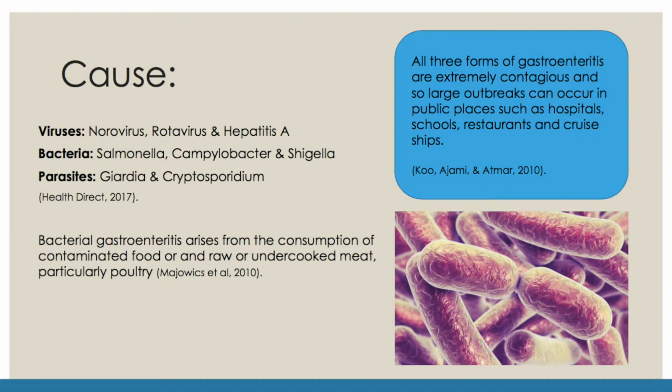This illness is highly contagious and can cause outbreaks in large public areas, such as schools, cruise ships, restaurants and hospitals, as they are easily spread by touching surfaces, eating food or consuming particles in the air that are contaminated with the virus. Bacterial gastroenteritis arises from the consumption of contaminated food and raw or undercooked meat, particularly poultry. The parasites associated with the stomach flu must enter via the mouth and so are also caused by consuming food or drink contaminated with the parasite.